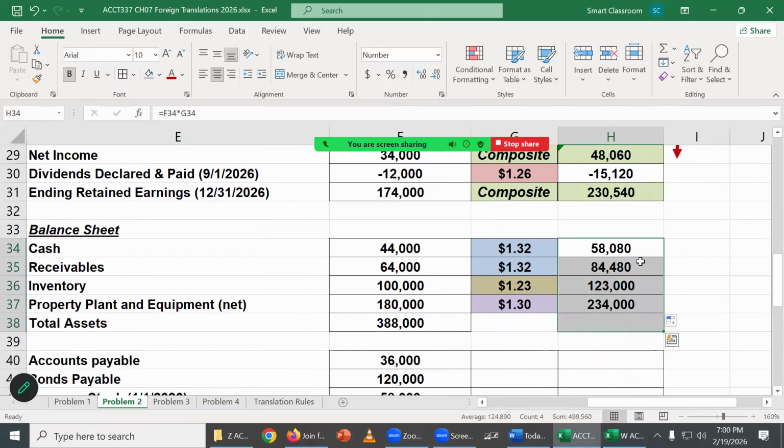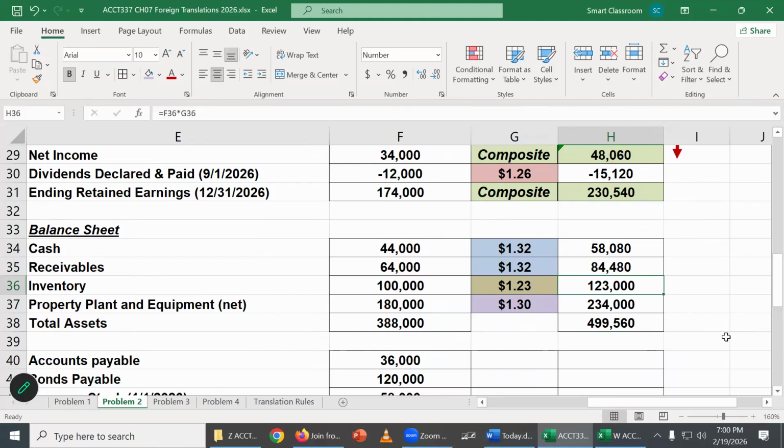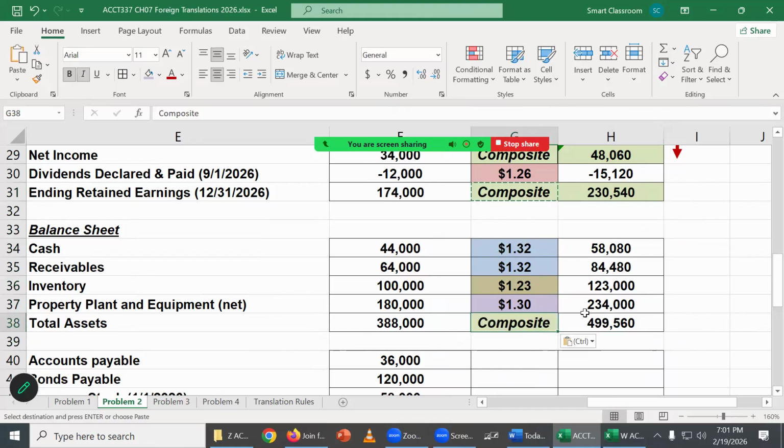Okay, now unlike the other one we did, let me read these off here. Inventory will be at 123,000 and property, plant, and equipment is at 234,000. And the total assets will be at a composite. We have three different rates going on there. You don't need to put that in.